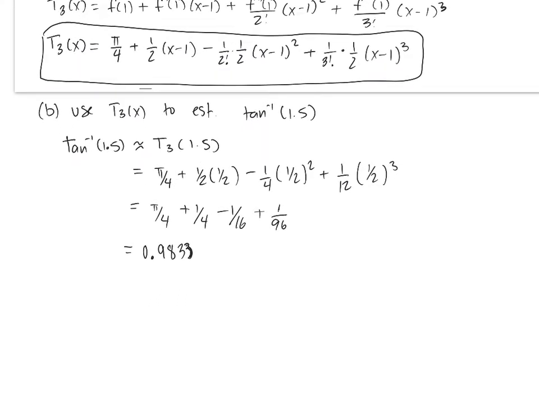And part C asks you to find tan inverse of 1.5 exactly, as in using your calculator. So why don't you do that? Make sure your calculator is in radians. Tell me what your calculator gives you.